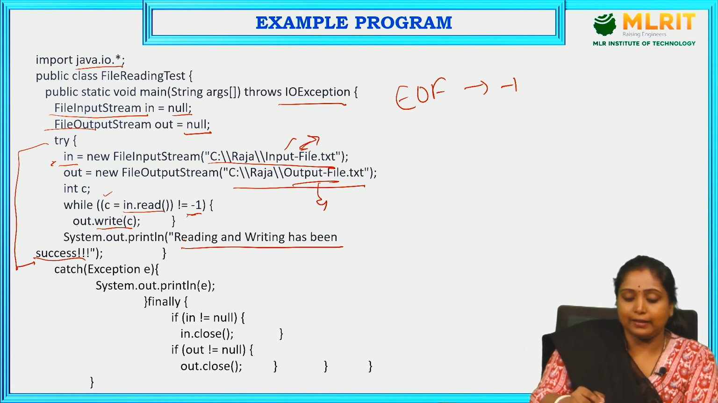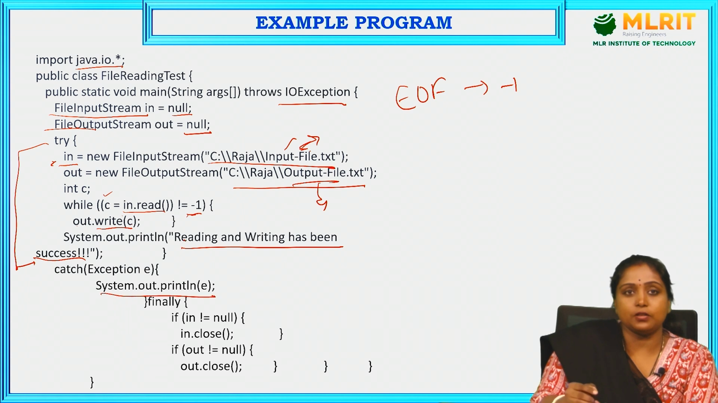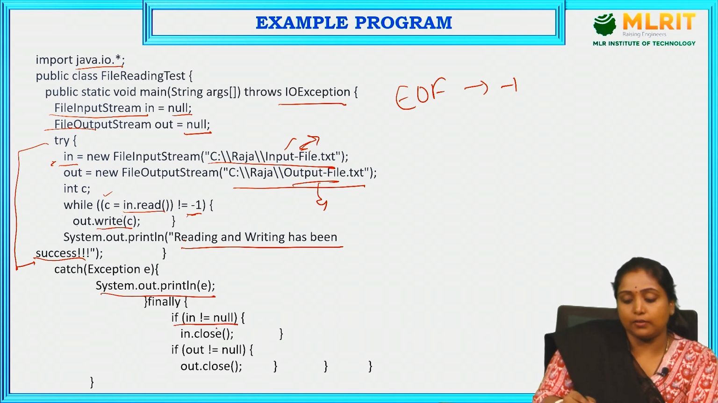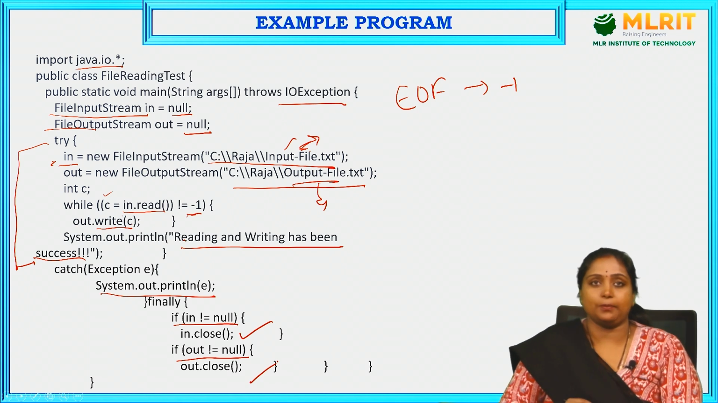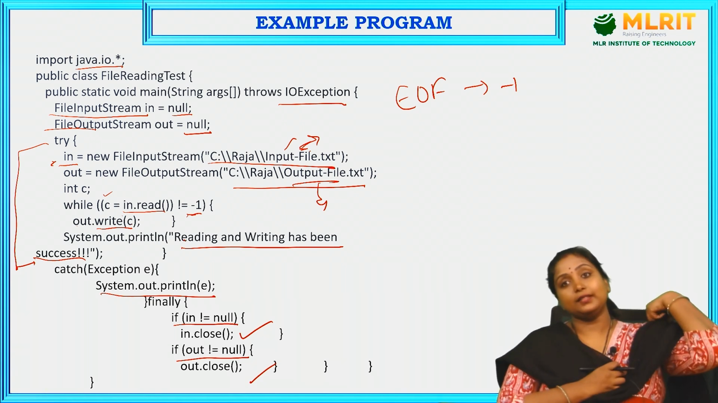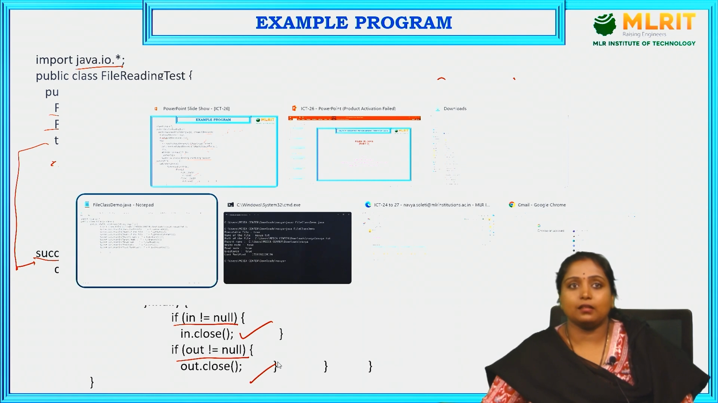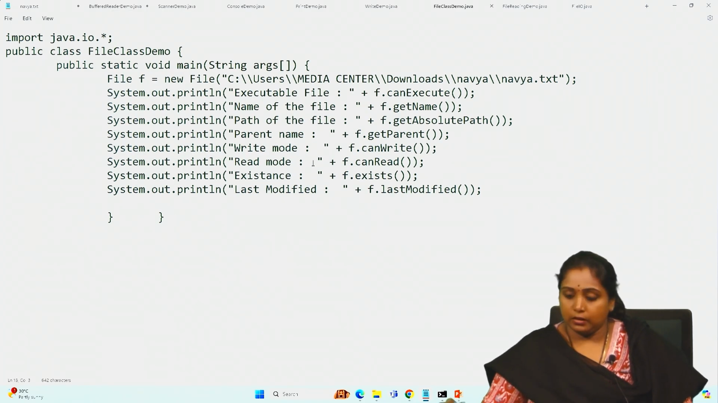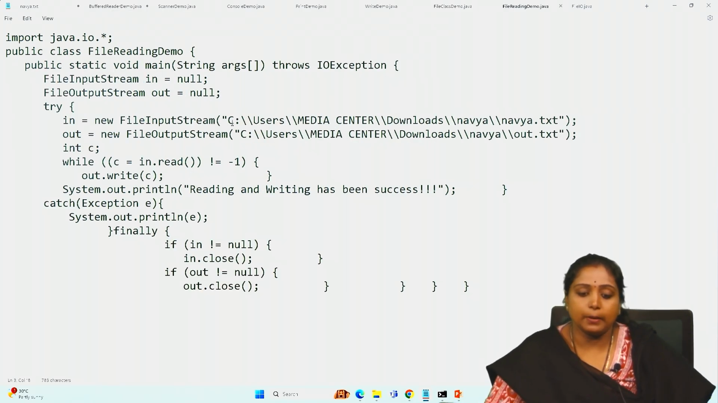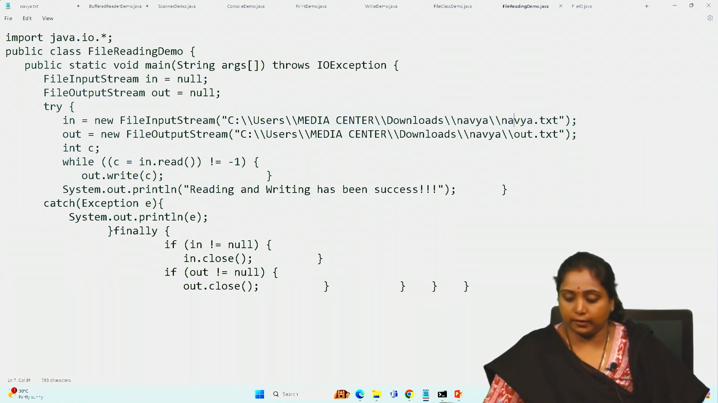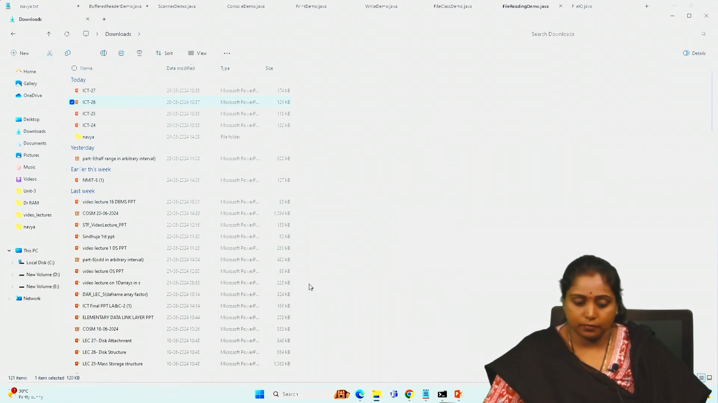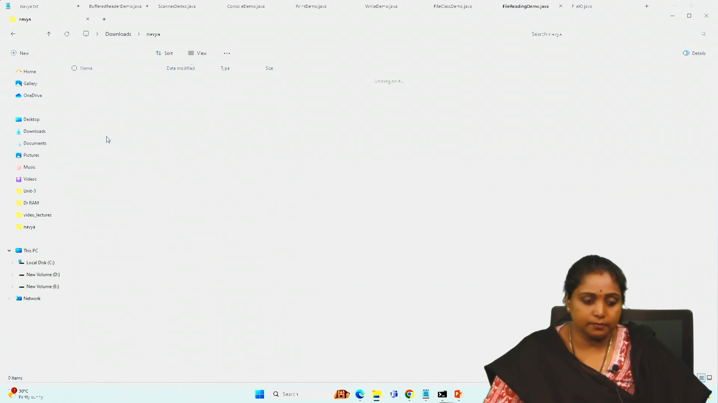If any exception occurs, it is caught. Finally, if in is not equal to null and out is not equal to null, you have to close the input and output streams. This is an example program. I just want to implement this. The same thing, but this is my path, Navya.txt, which is already available. So where is it?